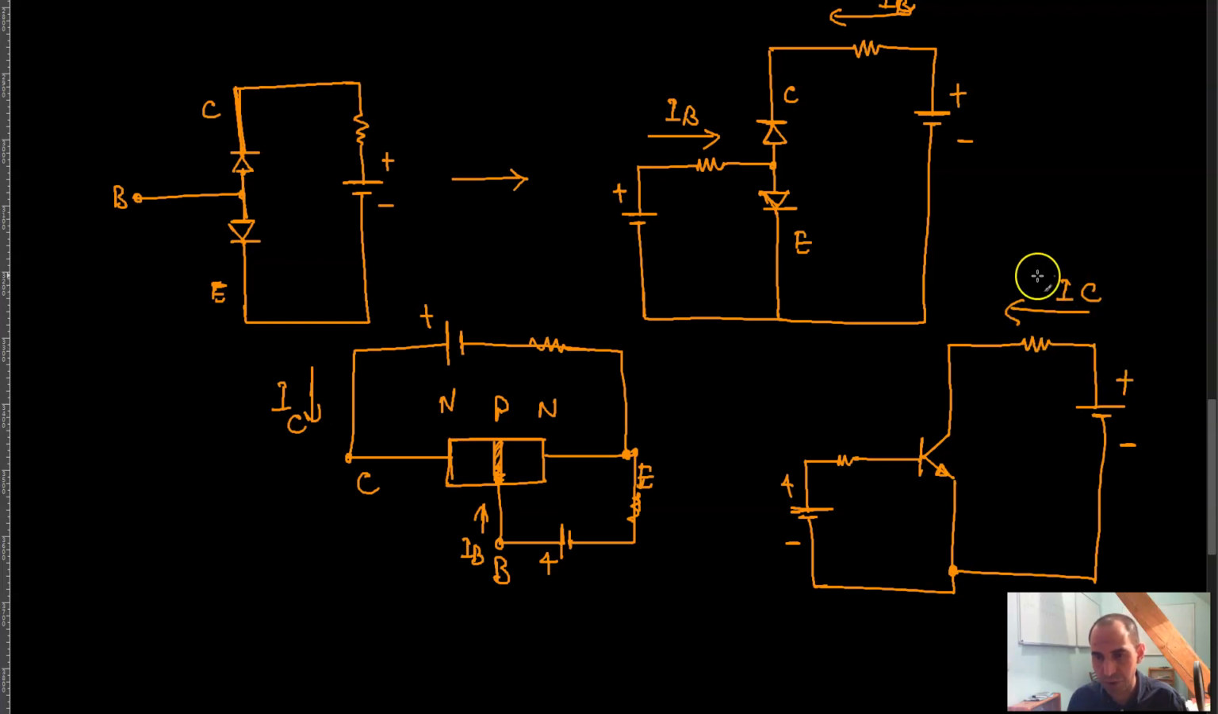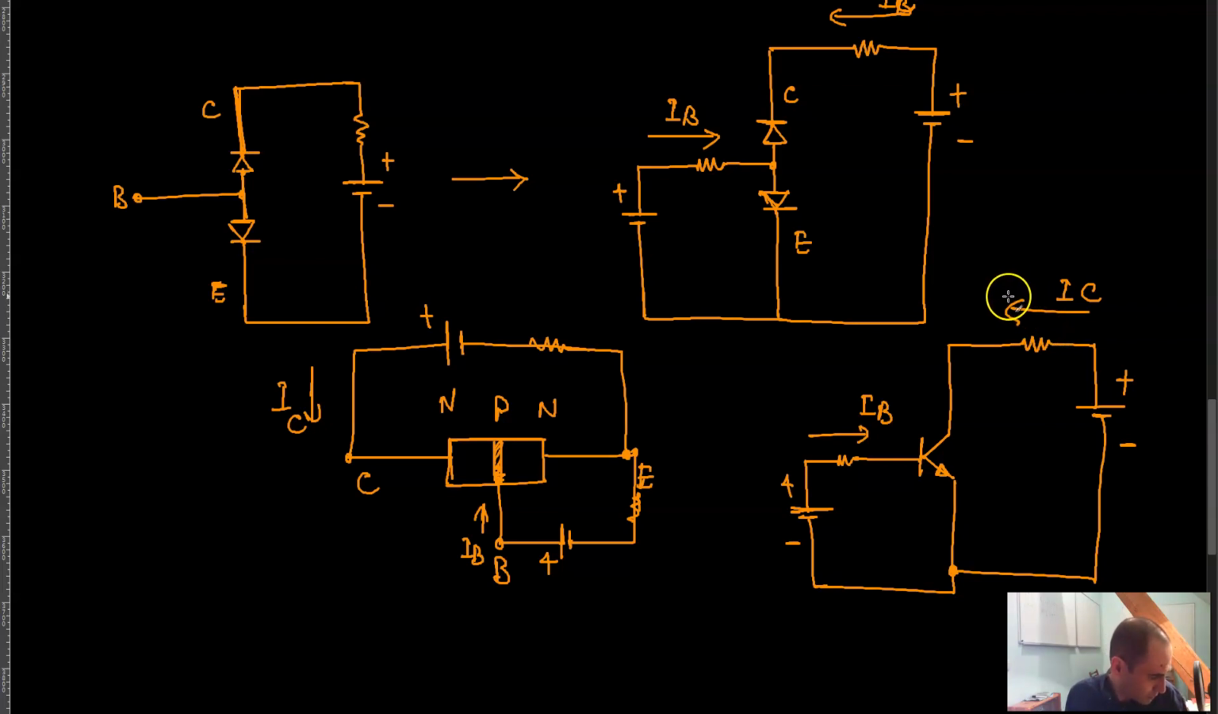I of C would be flowing in this direction, and I of B would be flowing in this direction, and that's basically an NPN transistor, and how you can turn the transistor on. Of course, the transistor is not fully on, but there is some current related to your I of B, and some current related to your I of C. We will see in the rest of these videos how you can fully turn on your transistor, right?